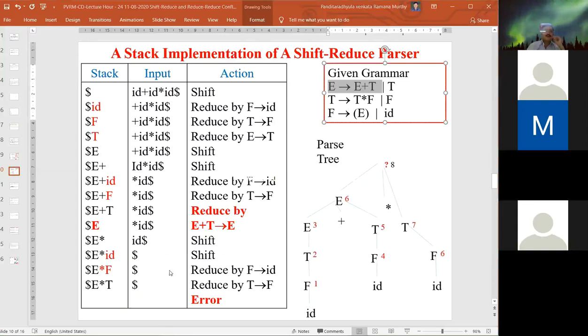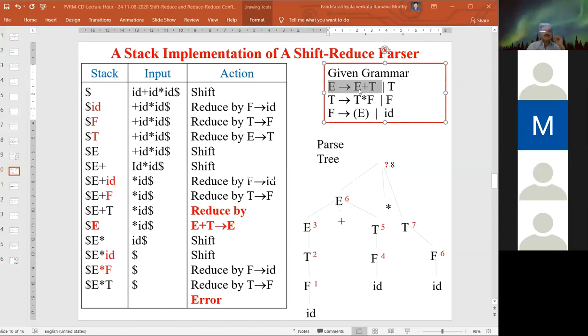F derives ID. Finally, after performing this reduce, F derives by ID is replaced by F. What is the input stream? E into F. We need to identify whether E into F is available or not. The only thing is we can replace this T by F. We are having E plus T available, but E into T is not available in any production on any right side of the production.